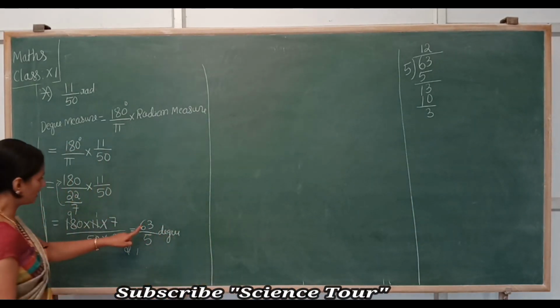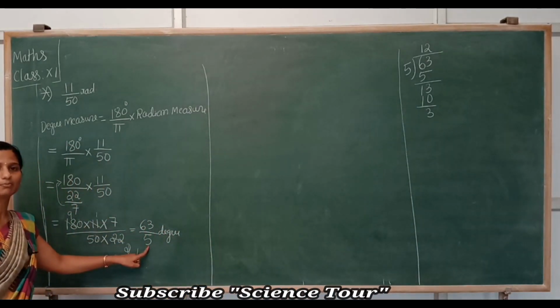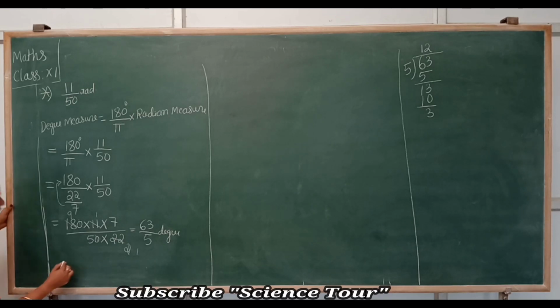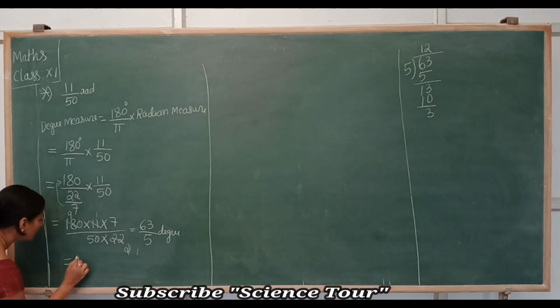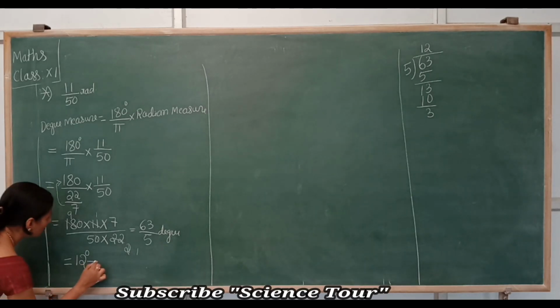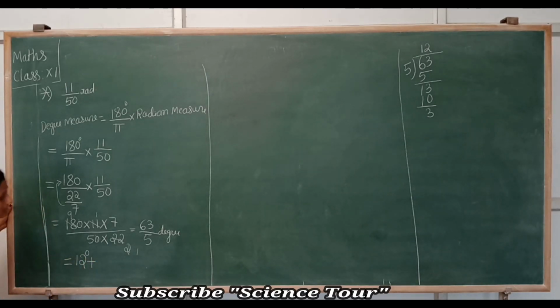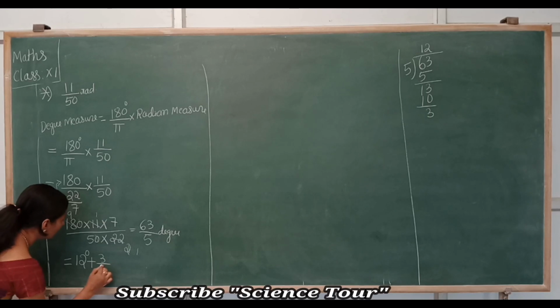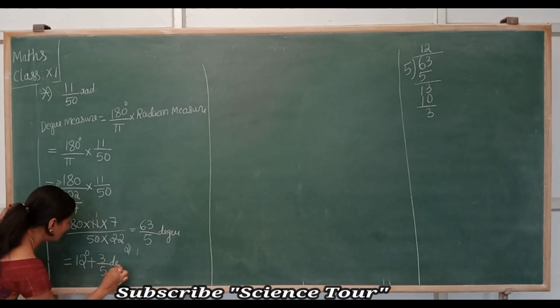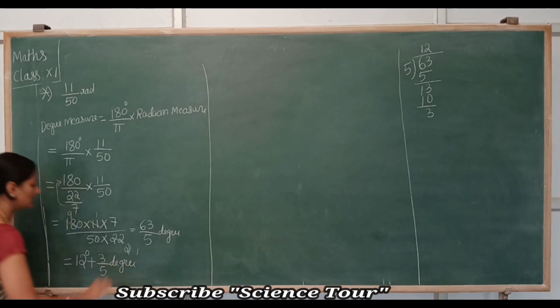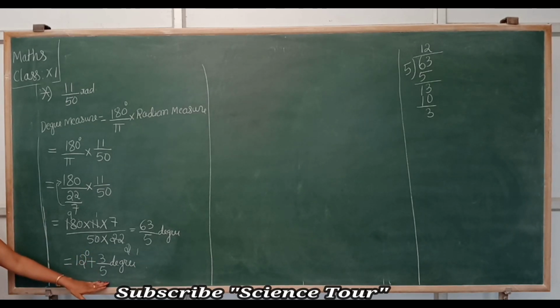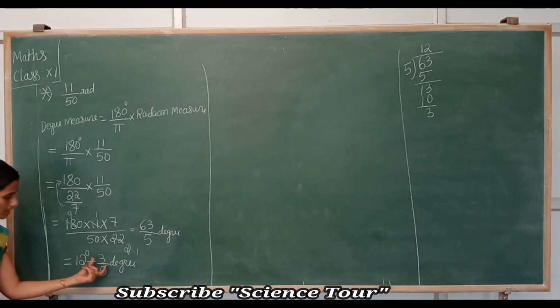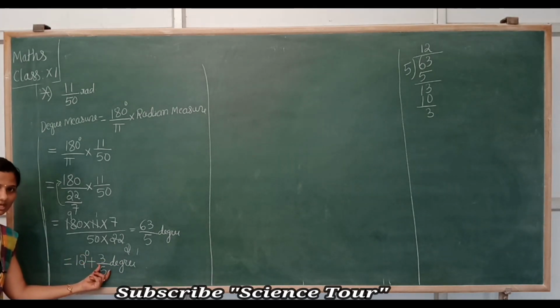So how can we write this? 63 divided by 5 can be written as 12 degree, that is your integer part. And what is your decimal part? The decimal part is 3 divided by 5 degree. So 12 degree plus 3 divided by 5 degree. This is the integer part and this is your decimal part.